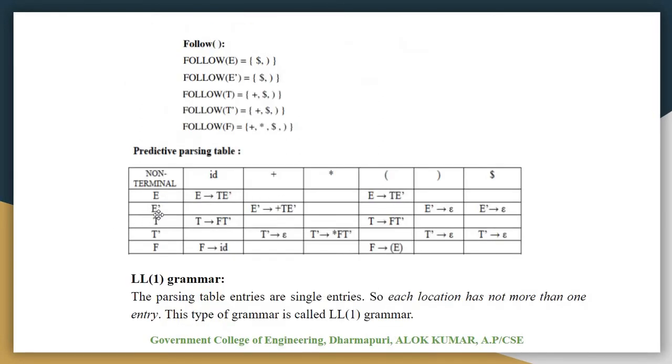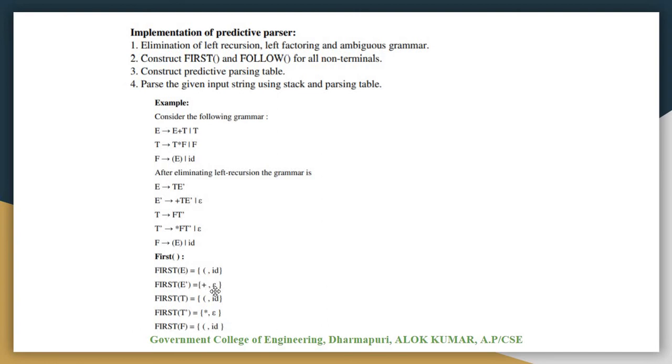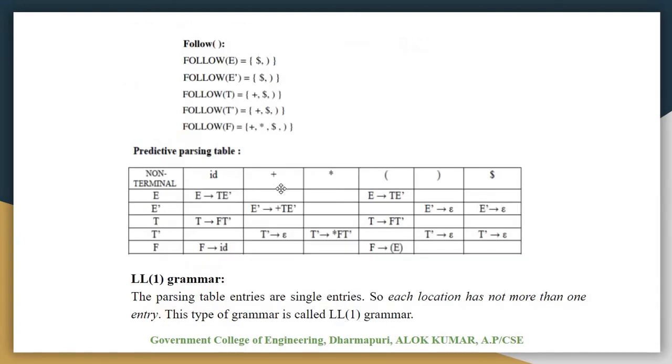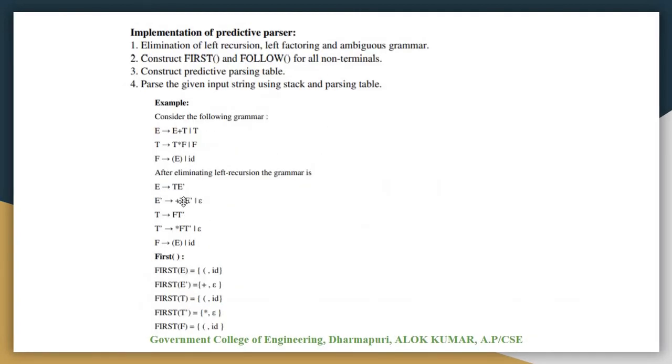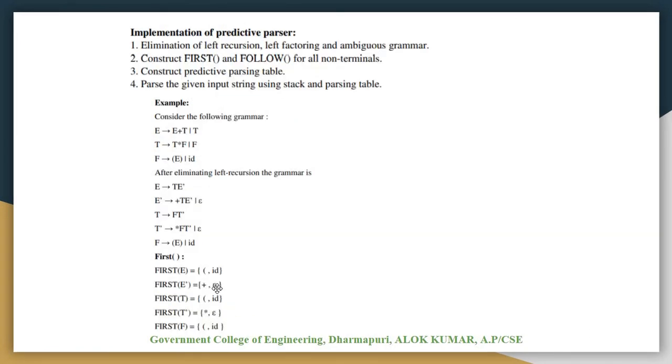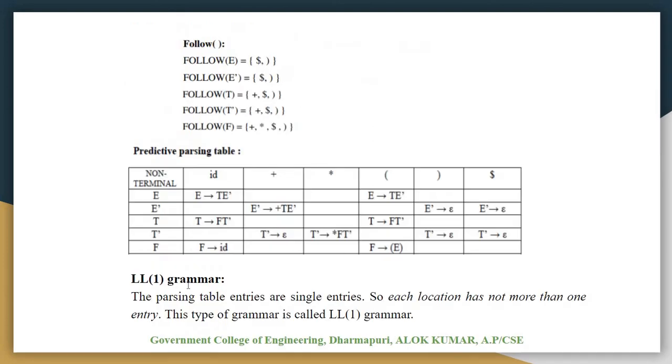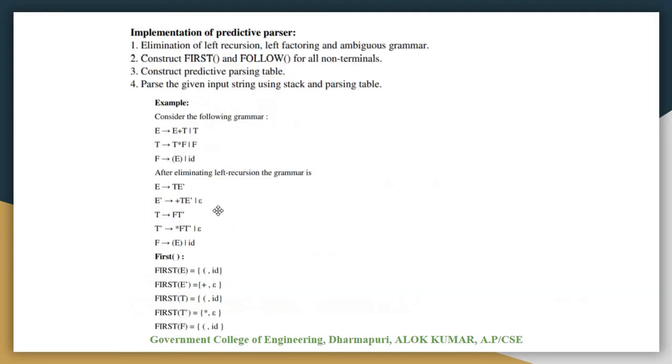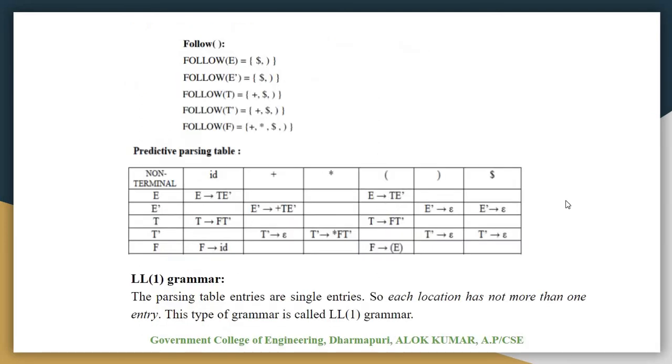Now, after that, for E dash, if we want to find it, plus will come, so at plus we keep this production rule. After that, at this position you will see empty is coming, so we have to see Follow of E dash. Follow of E dash is dollar and closing parenthesis. E dash is generating empty, so this production rule we have to keep at dollar and closing parenthesis.